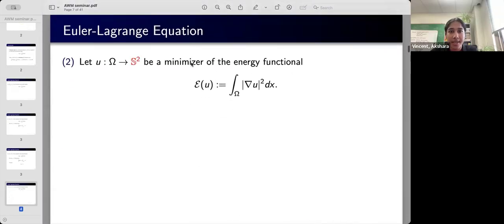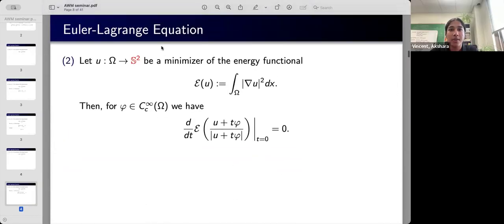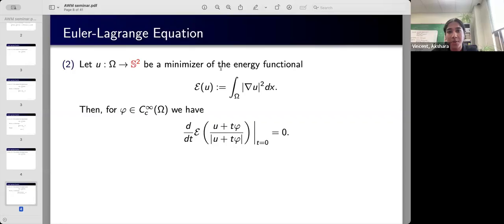Now let's change the case to when you look at maps which go into a manifold. In this case, I take the unit sphere. And we look at the same energy functional and look at a minimizer of this energy functional. Now, our aim is to compute the Euler-Lagrange equation corresponding to this minimizer. So we look at a class of admissible functions here, u plus t phi divided by the norm of u plus t phi, because we have to have maps which go into the sphere. Now, if we look at the derivative d/dt at t equal to 0, since u is a minimizer, this derivative is equal to 0.